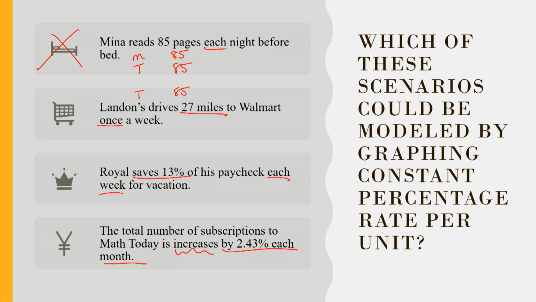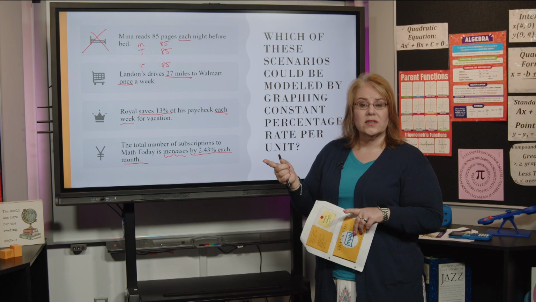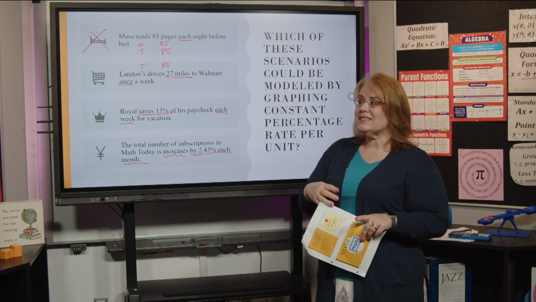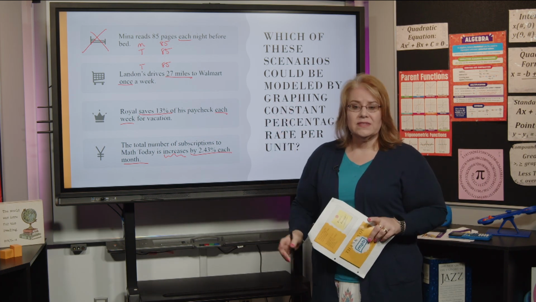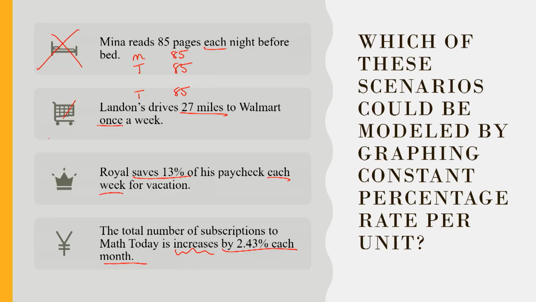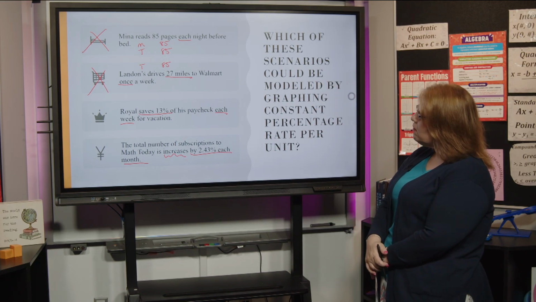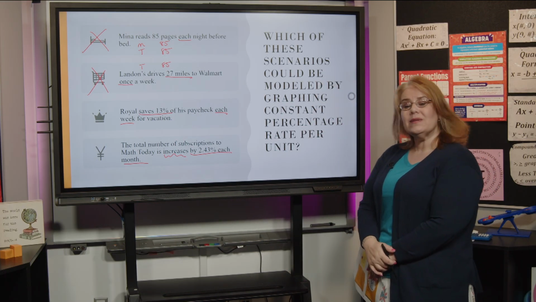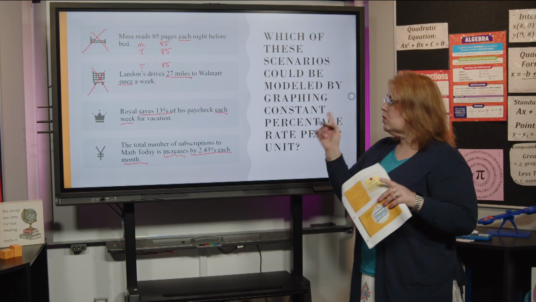Landon drives 27 miles to Walmart once a week. So every Tuesday at 4:15 in the afternoon, Landon's hitting his 27 miles to Walmart to and from. Okay, that is a constant rate. Every week, every Tuesday, 4:15, 27 miles. So that's not the answer. So now, Ms. Killen, I see two percentages. So I'm going to say it's between Royal and Math Today. Well, I would say that too. So let's look to see how we're changing to see which one is going to be the answer.